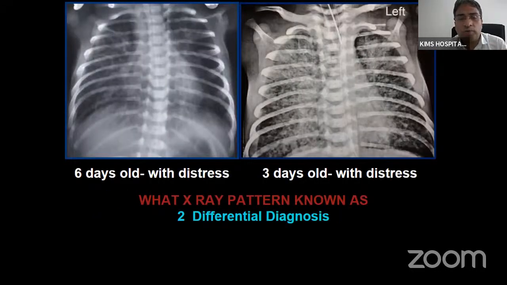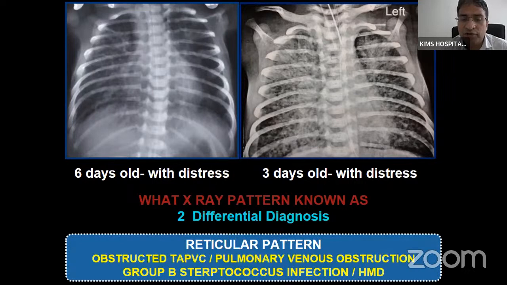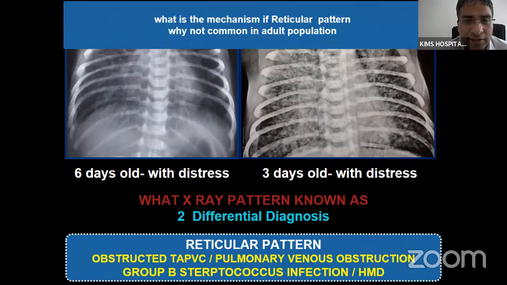Again, two patients with the same presentation: 3 days old with distress, reticular pattern. The differential diagnoses are obstructed TAPVC, group B streptococcus infection, and HMD.